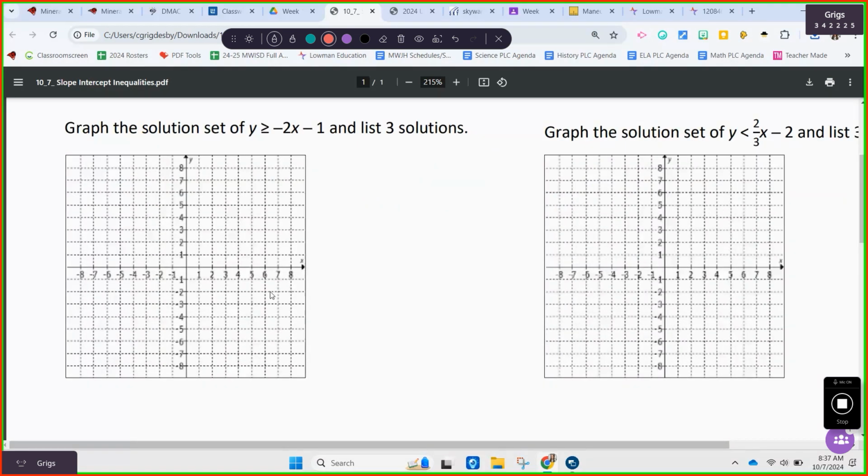Alright, let's look at this one. Graph the solution set. Y is what? Y is less than negative. Okay, we're gonna pause. Read it in your head. Okay, read it to me. Y is greater than or equal to. Okay. Greater than or equal to is okay.